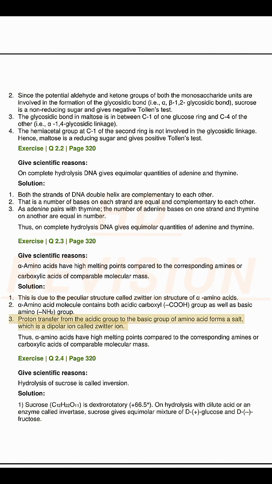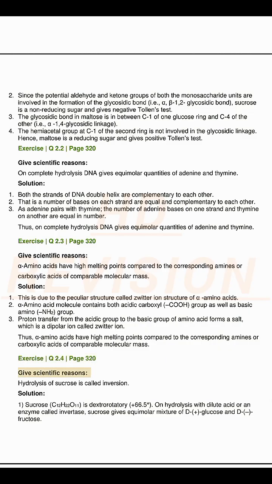3. Proton transfer from the acidic group to the basic group of amino acid forms a salt, which is a dipolar ion called Zwitter ion. Thus, alpha amino acids have high melting points compared to the corresponding amines or carboxylic acids of comparable molecular mass.